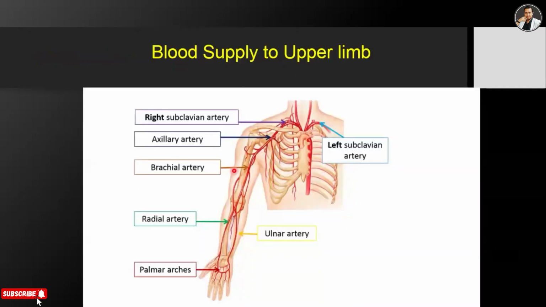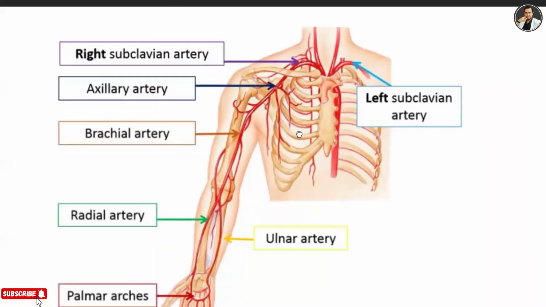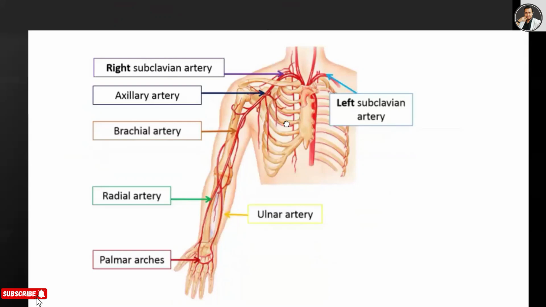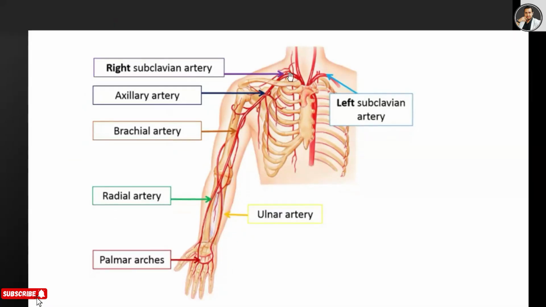Let's see the blood supply of the upper limb. The blood supply of the upper limb starts from the right subclavian artery on the right side and the left subclavian artery on the left side.